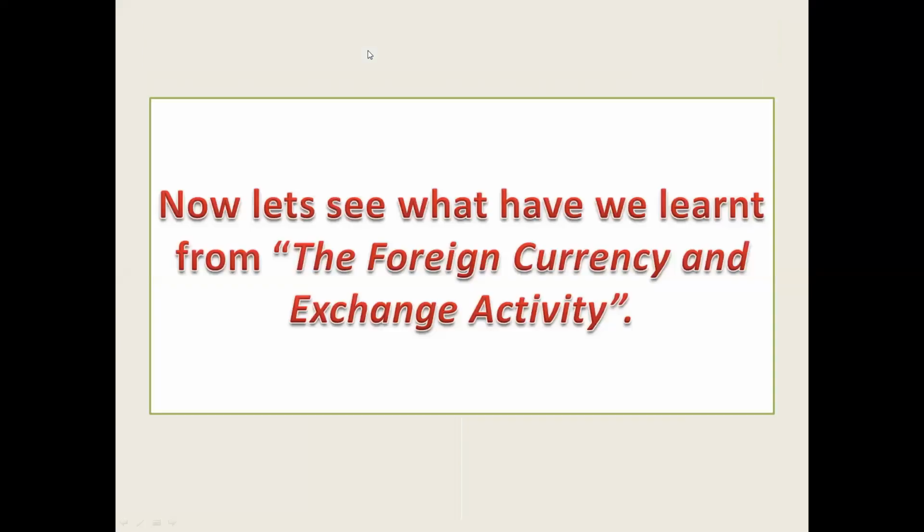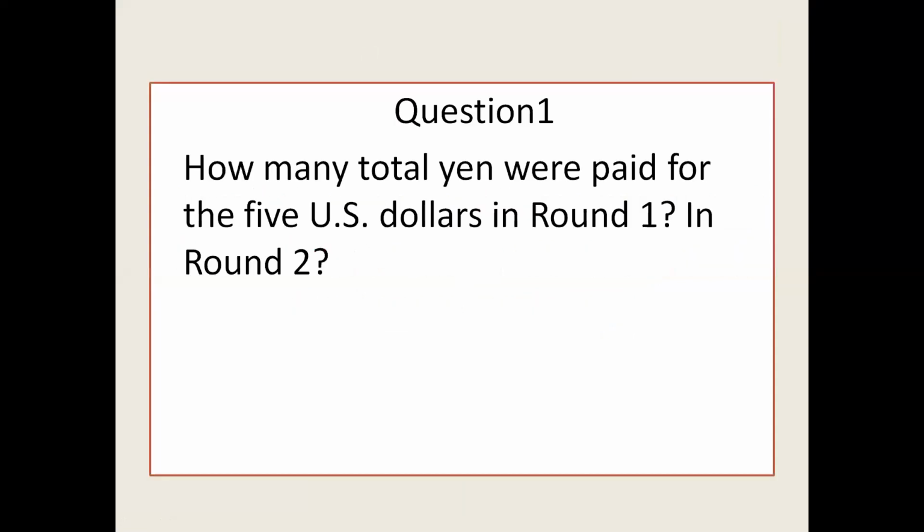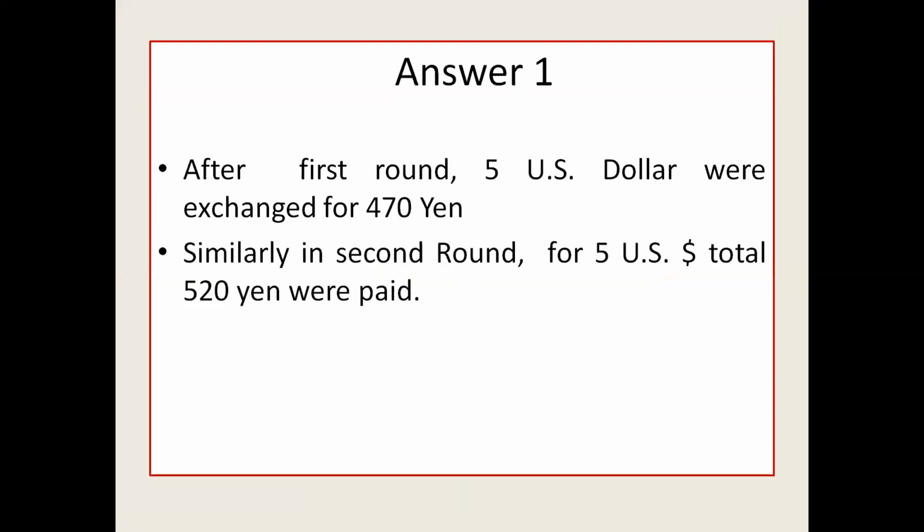Now let's see what have we learned from this foreign currency and exchange activity? Question 1. How many yen were being paid for 5 US dollar in round 1 and round 2 respectively? Yes, in the first round, 5 US dollar were being exchanged for 470 yen. In the second round, 5 US dollar were being exchanged for 520 yen.